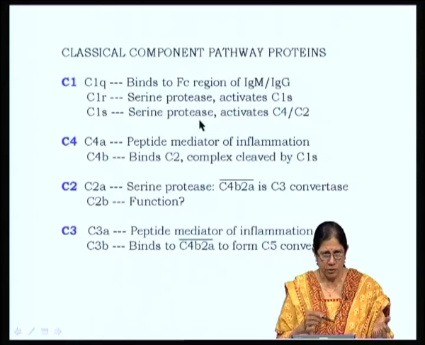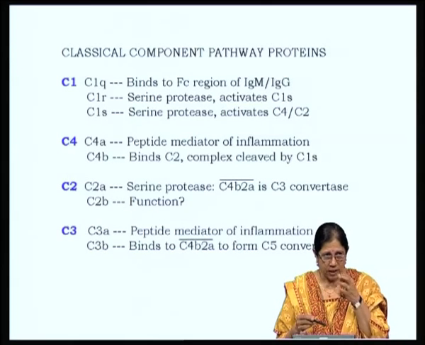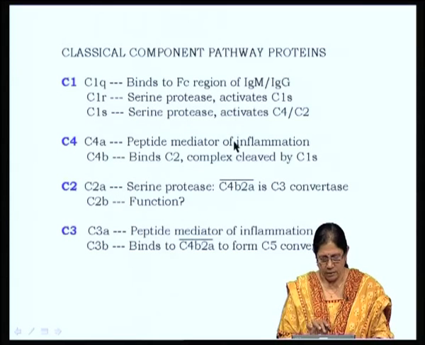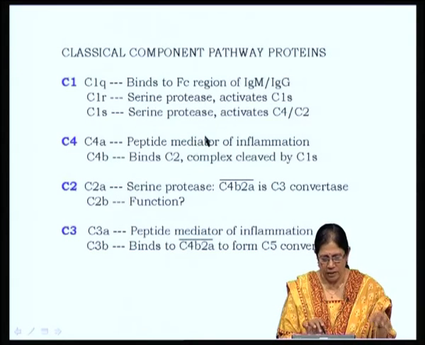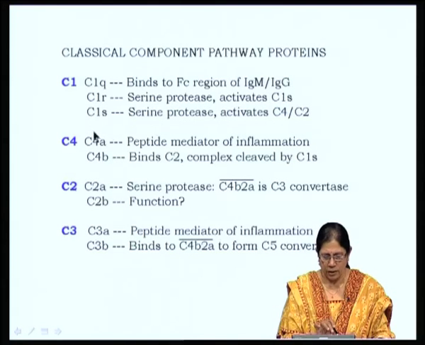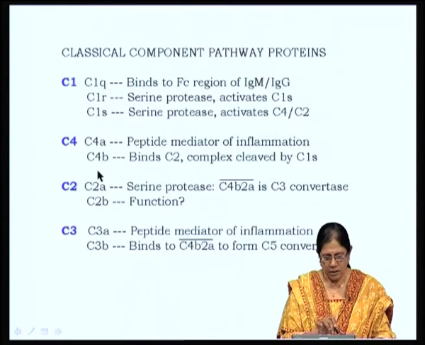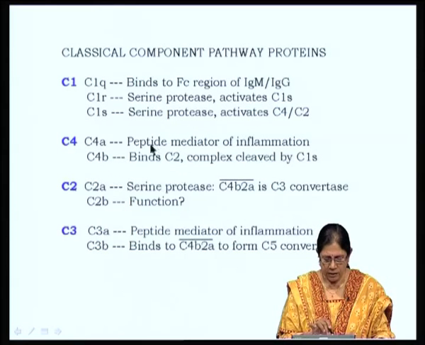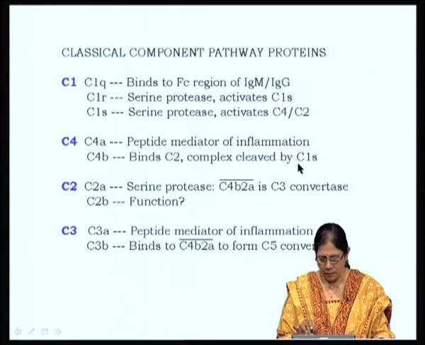Now, what are serine proteases? Those proteases which have serine in the active site. So, all of these are more or less the same in terms of classification of enzymes. Now, C1s activates C4 and C2. So, the substrate for C1s is C4 and C2. C4 is made up of C4a and C4b. C4a is a peptide mediator of inflammation. C4b binds to C2 and the complex is then cleaved by C1s.